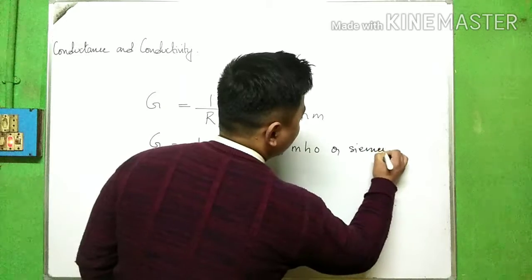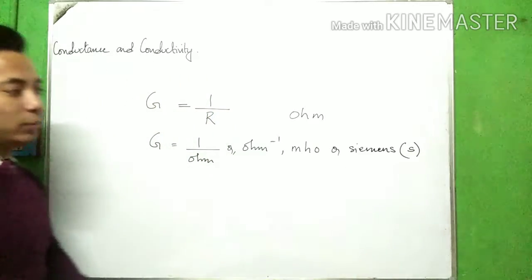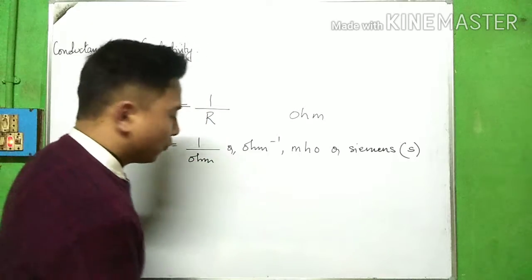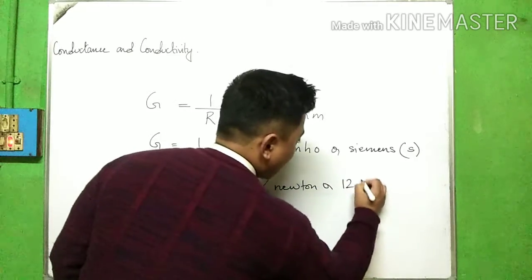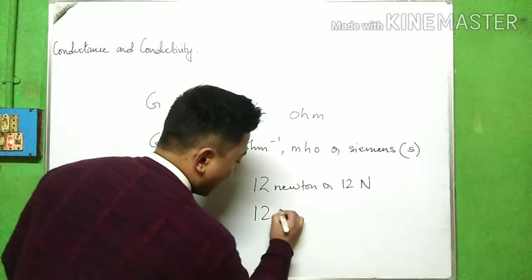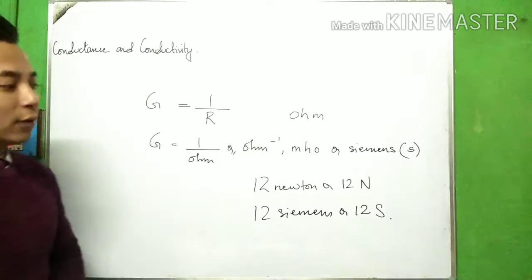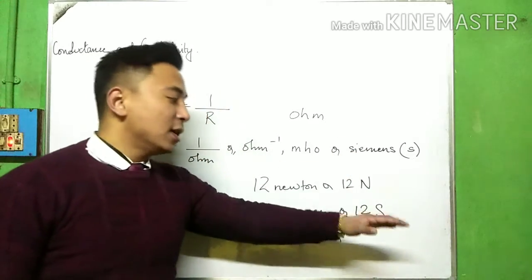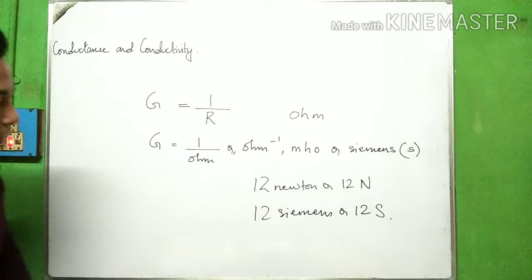There is another practical unit known as Siemens, which is represented by capital S. If I were to represent a force of 12 Newton, I write 12 Newton or 12 N. Similarly, if a conductor has a conductance of 12 Siemens, I represent it simply as 12 Siemens or 12 S. So please pause the video and note it down.